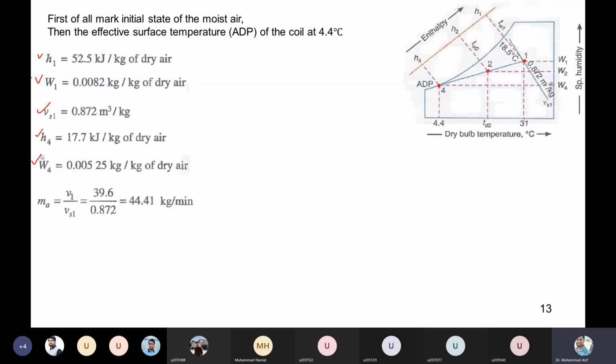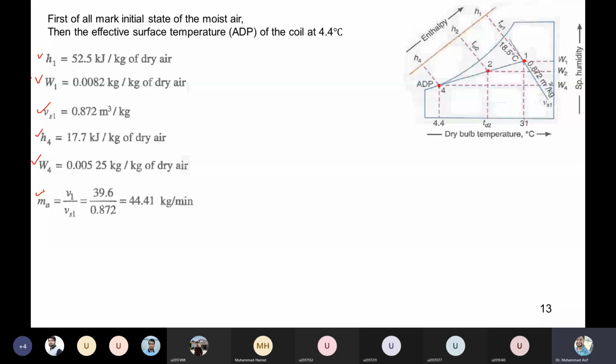Since we know the specific volume, and the volume of the mixture is also given, which is 39.6 cubic meter per minute, and the unit for the specific volume is cubic meter of the moist air per kg of the dry air, if we divide these two, we can calculate the mass of the dry air.